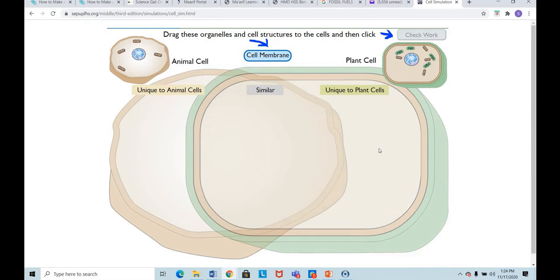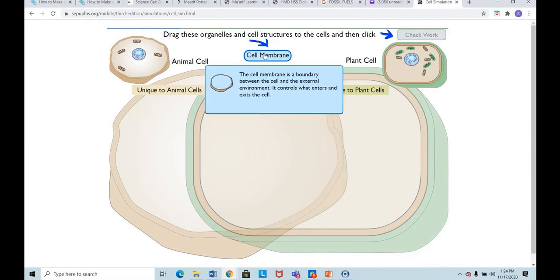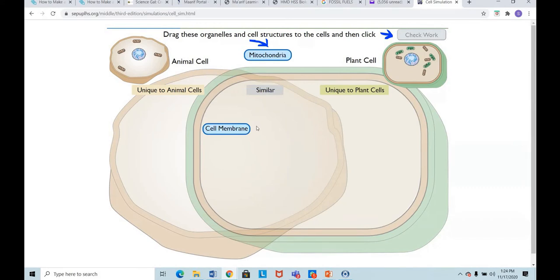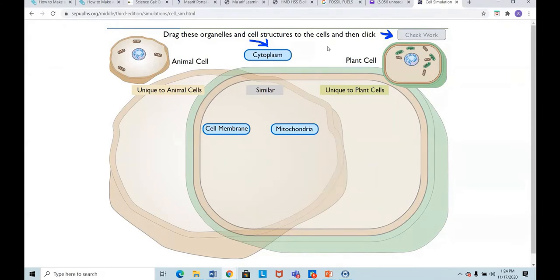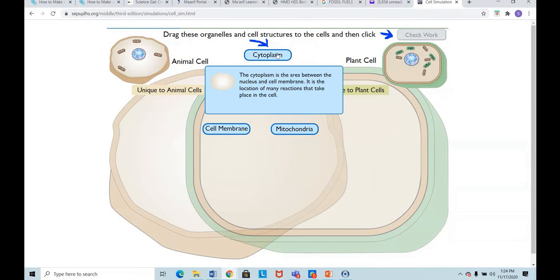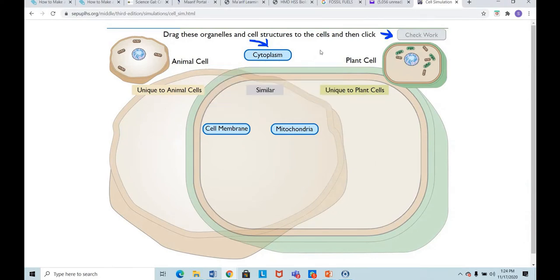Both, for both. So it will go under similar. Excellent. What about mitochondria? Both. Very good. I want even the others to participate, ladies. What about cytoplasm? Both. Miss, I think you can choose the girls. Yeah, you can choose the girls.